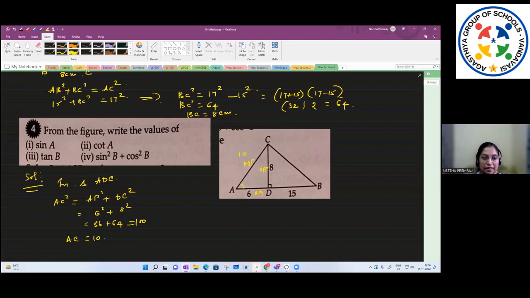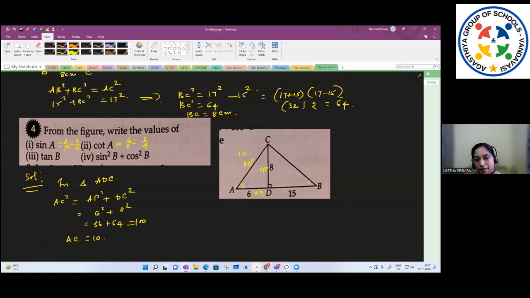Then sine A is what? Opposite by hypotenuse, 8 over 10. You can simplify. So 4 over 5. Yes. Then the second question is cot A. What is cot A? Adjacent over opposite, isn't it? What is adjacent? 6. Opposite is 8. Again, you can simplify the fraction. 3 over 4.